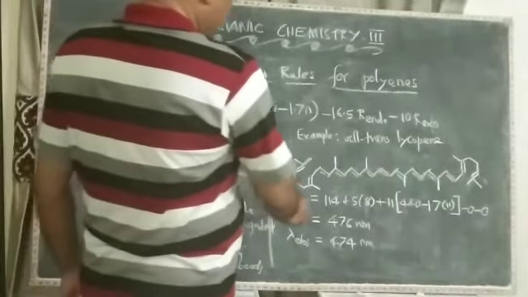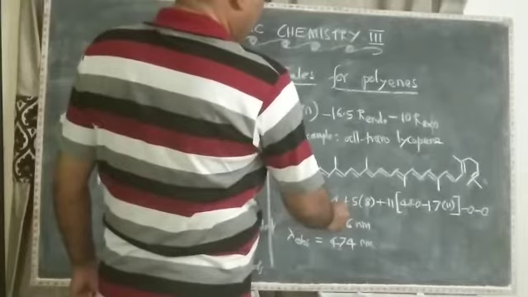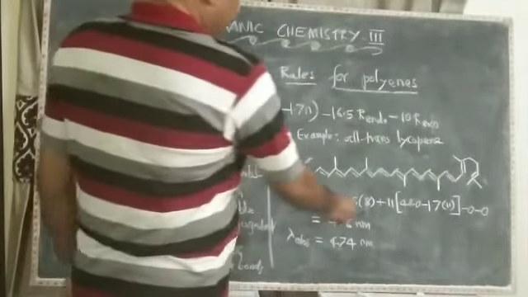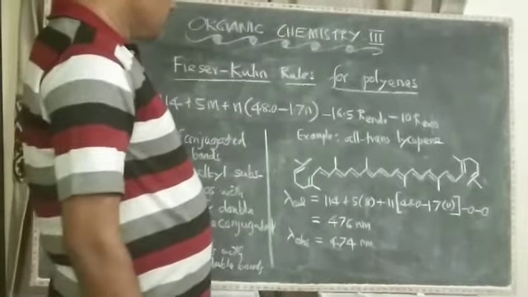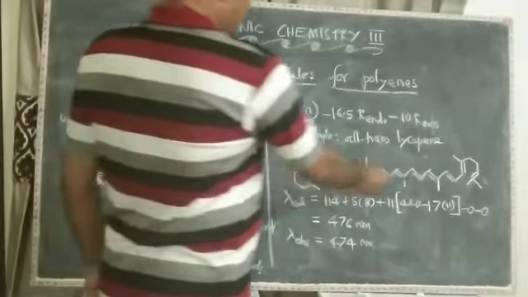Now, the lambda max for this compound is calculated as: lambda max calculated is equal to 114 plus 5 into 8. 8 represents the number of alkyl or alkyl-like substituents present in the conjugated system.